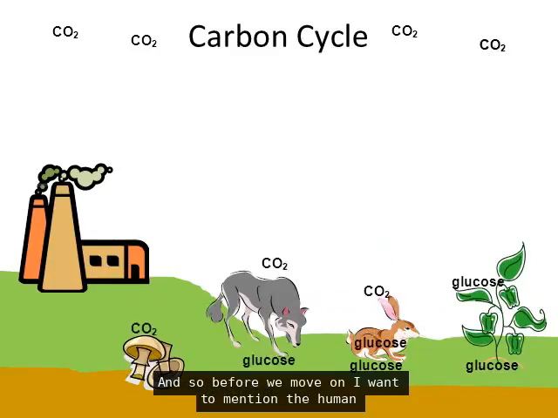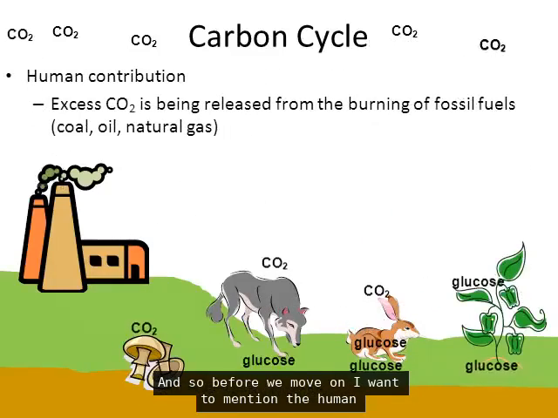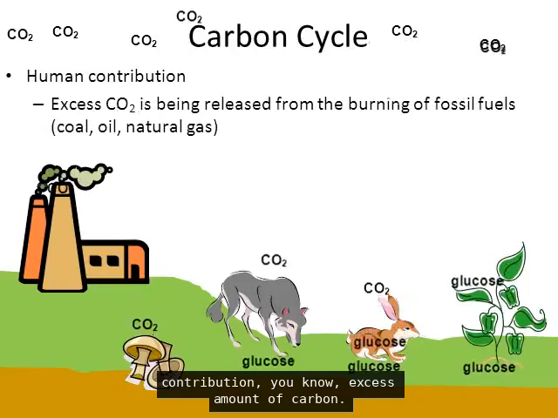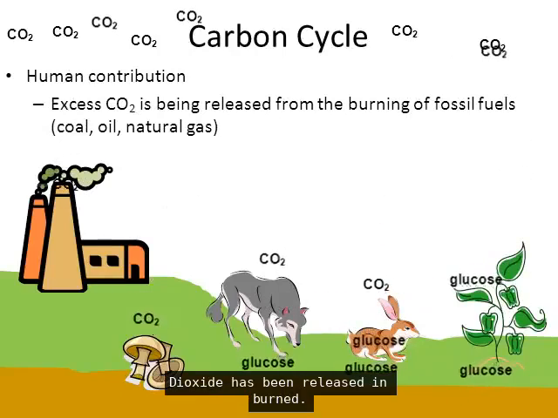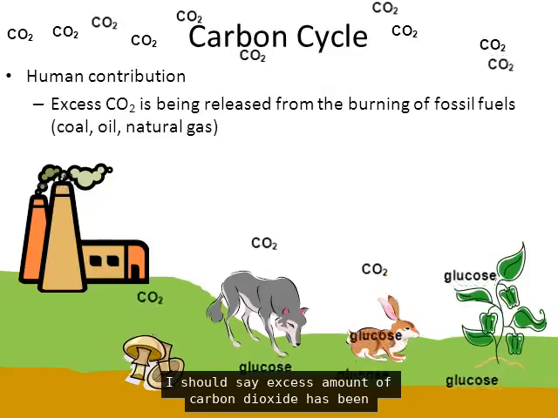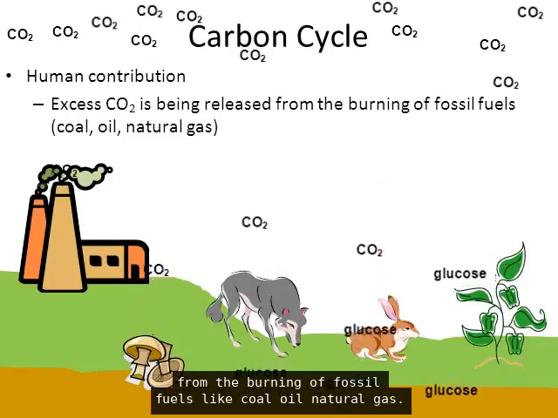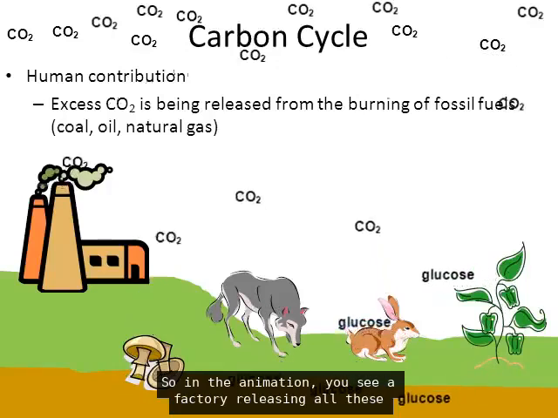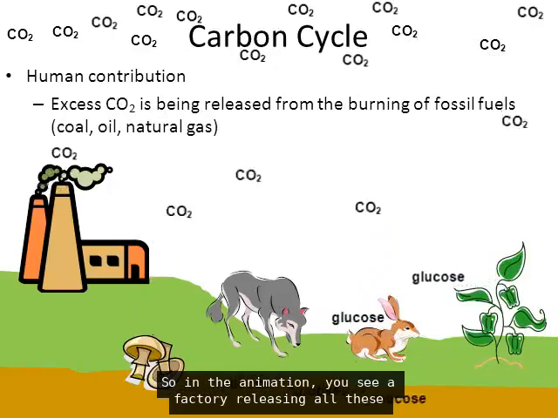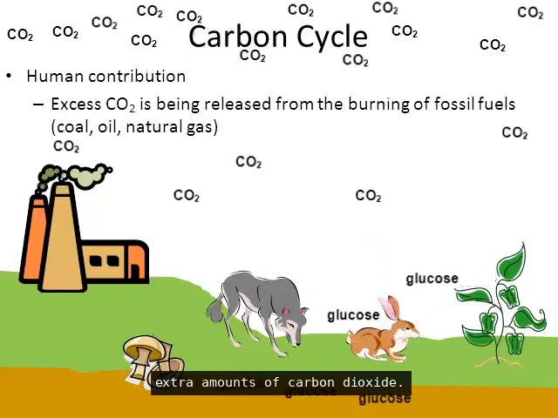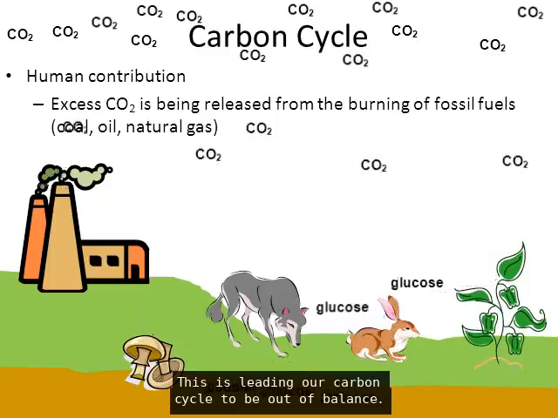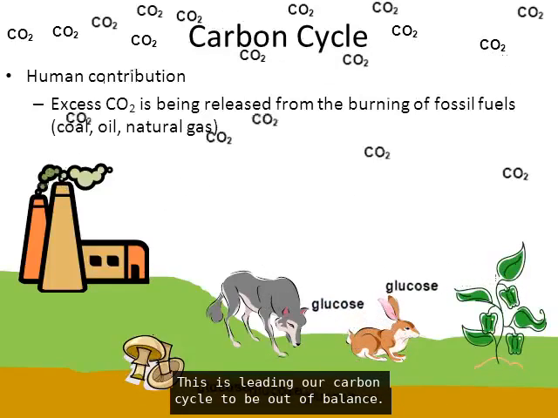Before we move on, I want to mention the human contribution. An excess amount of carbon dioxide has been released into the atmosphere from the burning of fossil fuels like coal, oil, and natural gas. So in the animation, you see a factory releasing all of these extra amounts of carbon dioxide. This is leading our carbon cycle to be out of balance.